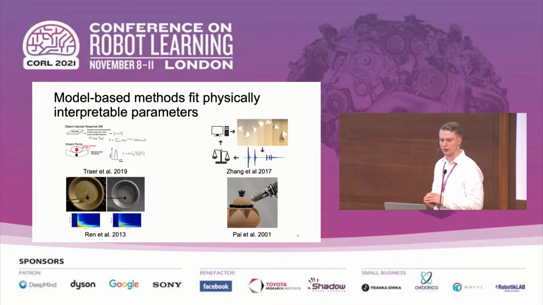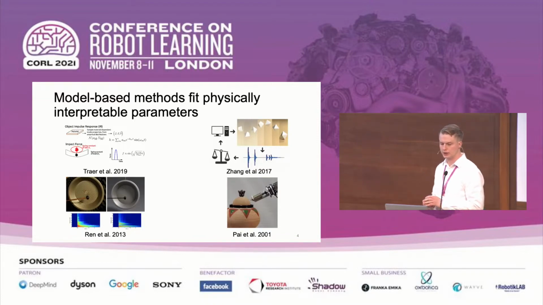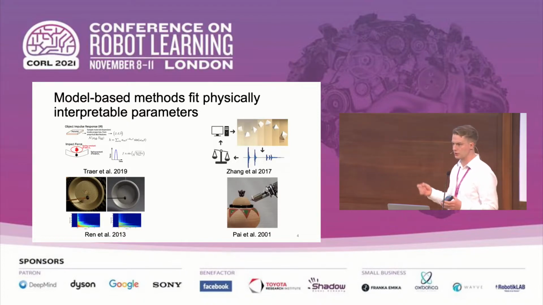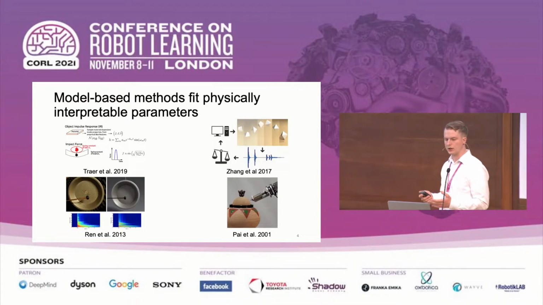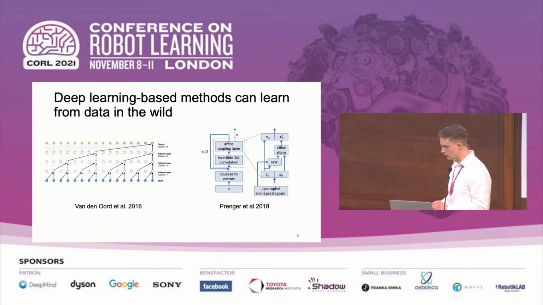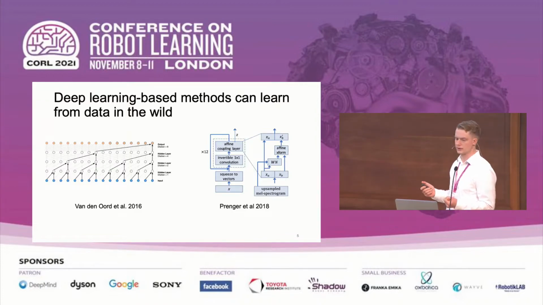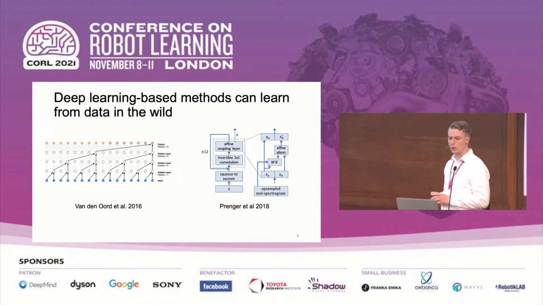Existing model-based methods for rendering impact sounds fit physically interpretable parameters, which can be more easily transferred between tasks or used to extrapolate or hallucinate unheard sounds. But these either require controlled recordings, such as striking objects with small pellets, or they are not differentiable and thus can only optimize over a few parameters at once. On the other hand, deep learning-based methods, mainly coming from human speech synthesis applications, can learn from data in the wild, but the parameters they learn are uninterpretable.